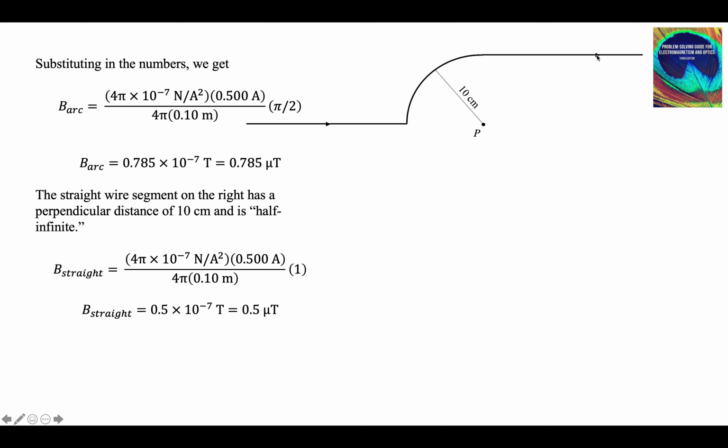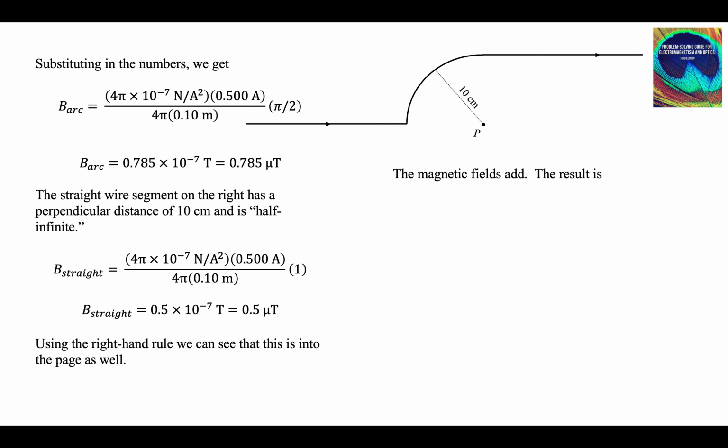If I stick my thumb in the direction of the current for this straight part of the wire, the field is into the page. The magnetic fields are both into the page, so they add. From the arc is 0.785 microtesla. From the straight piece of wire up here, 0.5 microtesla. Add them up, and I get 1.285 microtesla, and I have to say the direction is into the page.